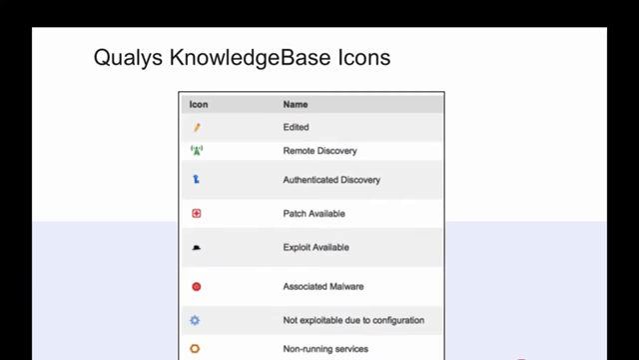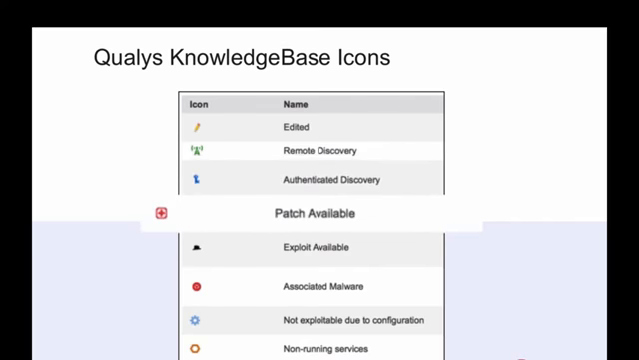Here's a list of the various icons found in the Qualys knowledge base. A pencil icon identifies QIDs that have been edited by a manager user. Only the manager user role can edit QIDs in your account knowledge base. The green Wi-Fi antenna icon identifies vulnerabilities that can be detected remotely by a Qualys scanner appliance without the use of authentication. If authentication is required for successful vulnerability detection, the QID will be associated with this blue key icon.